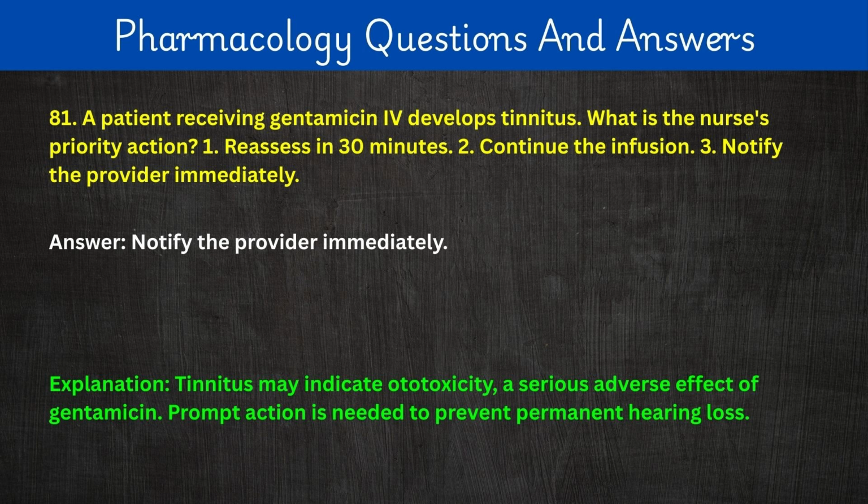81. A patient receiving gentamicin develops tinnitus. What is the nurse's priority action? 1. Reassess in 30 minutes. 2. Continue the infusion. 3. Notify the provider immediately. Answer: notify the provider immediately. Explanation: tinnitus may indicate ototoxicity, a serious adverse effect of gentamicin. Prompt action is needed to prevent permanent hearing loss.